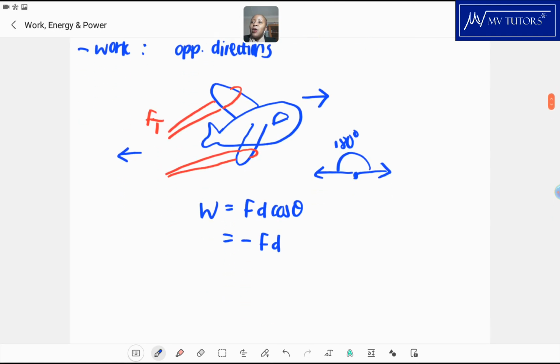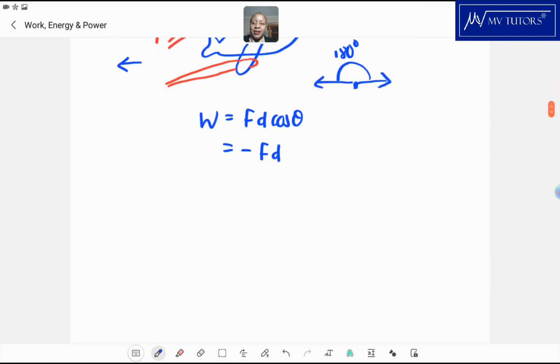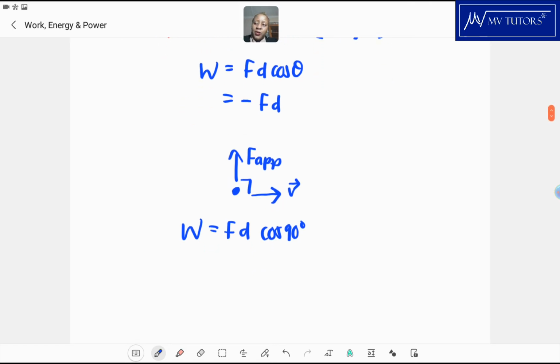Now what happens if you apply a force that is perpendicular to the motion of your object? So you apply a force in this direction and the motion, I'm just going to say V, is in that direction. You agree that the angle in between there is 90 degrees. So again, plugging it in your equation, cos 90. If you plug cos 90 in the calculator, you're going to get 0. So there is no work done if the force applied is perpendicular to the direction of the motion of your object.